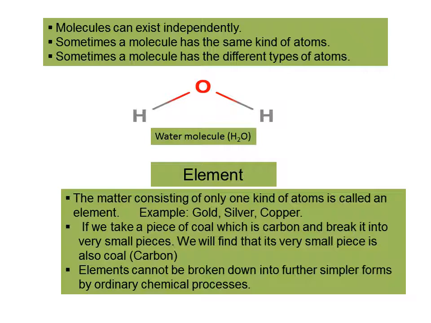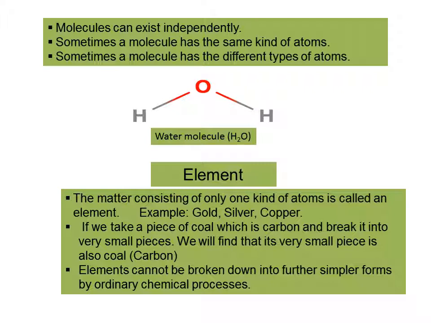Students, the simplest definition of the element is that it is a type of matter that consists of only one kind of atoms in it. For example, gold, silver, copper, maybe hydrogen, maybe chlorine, nitrogen, sodium, potassium, aluminium. Up till now 109 elements have been discovered. So by definition, an element is such a type of matter that consists of only one kind of atoms present in it.